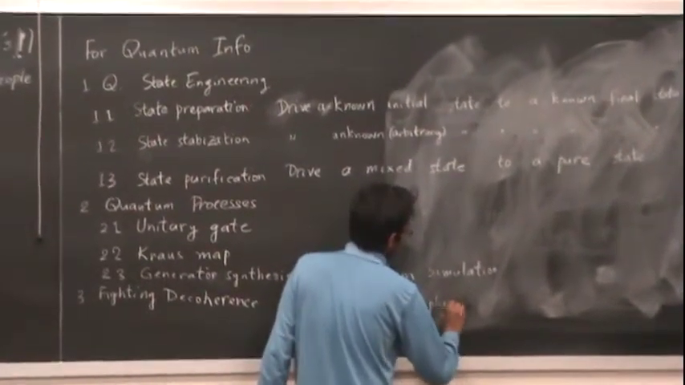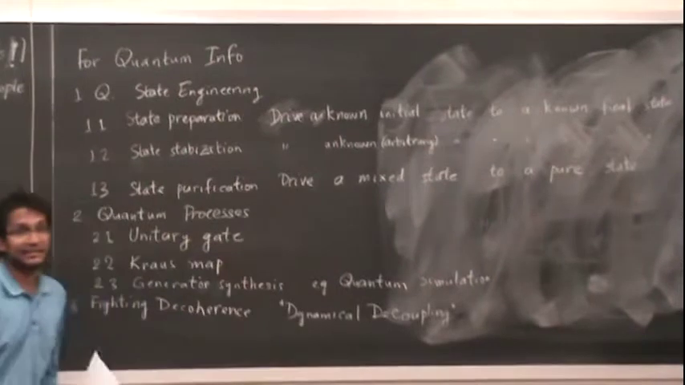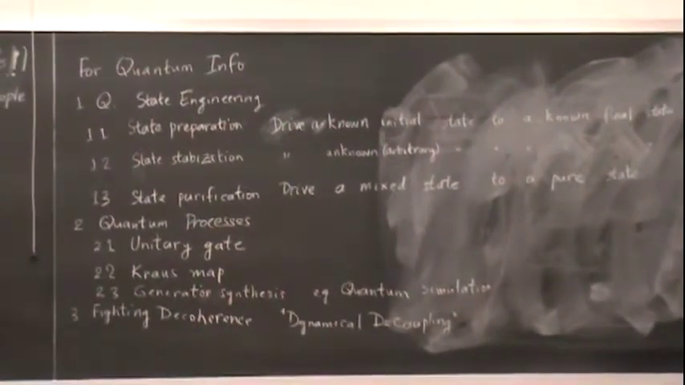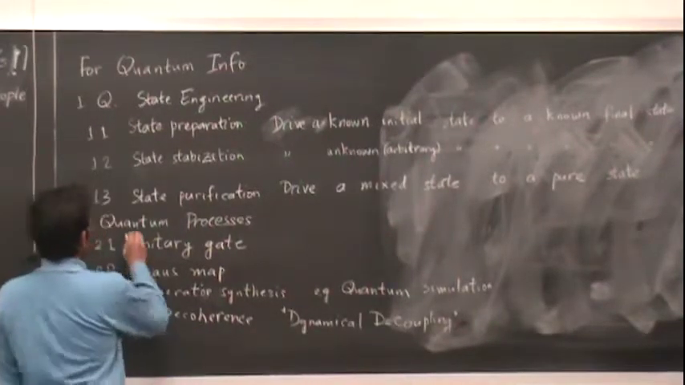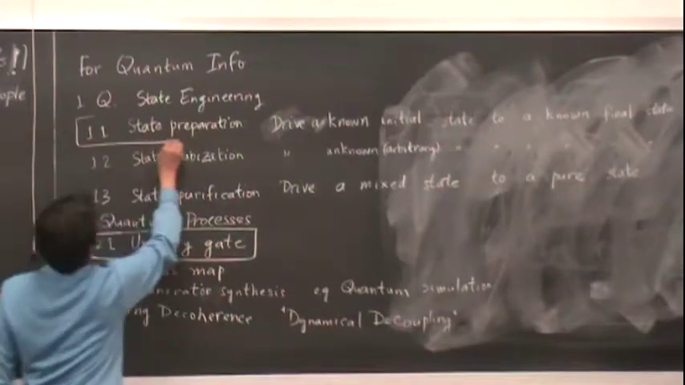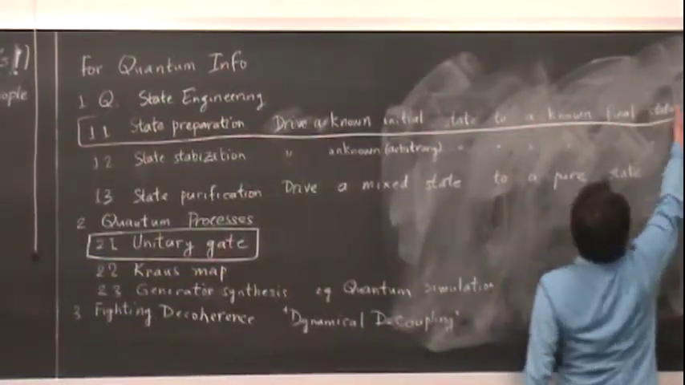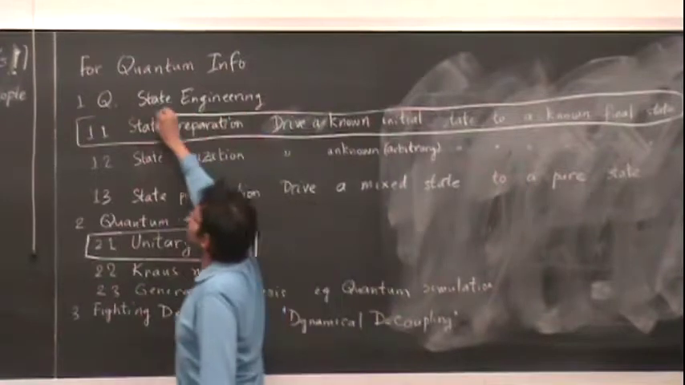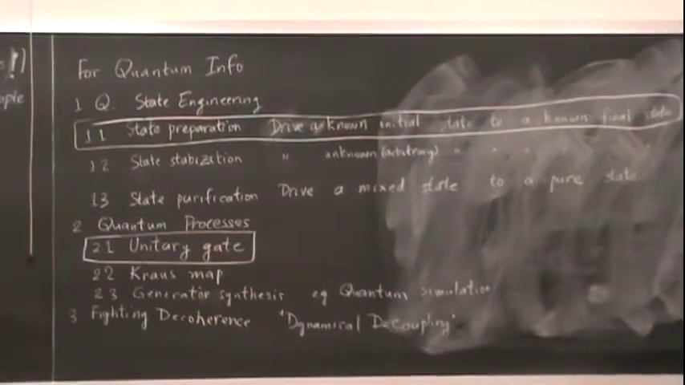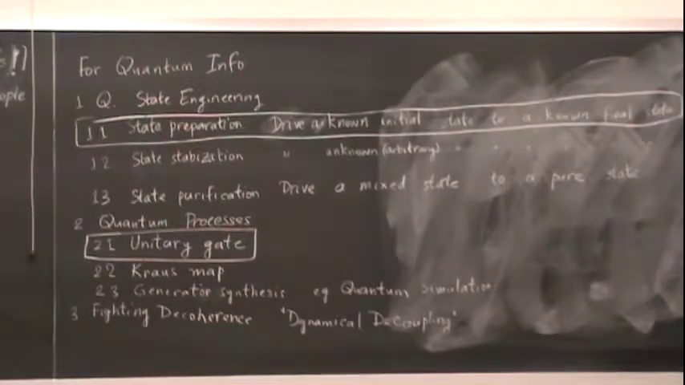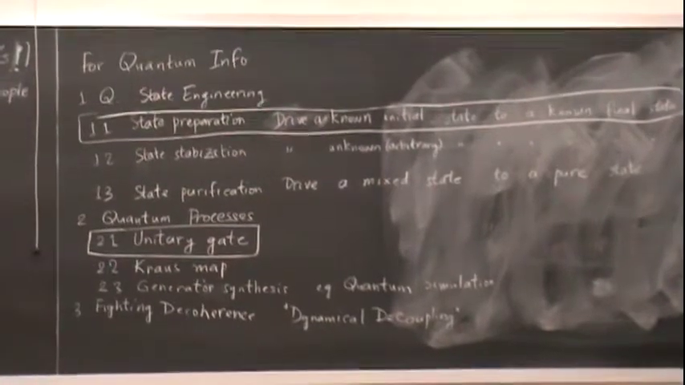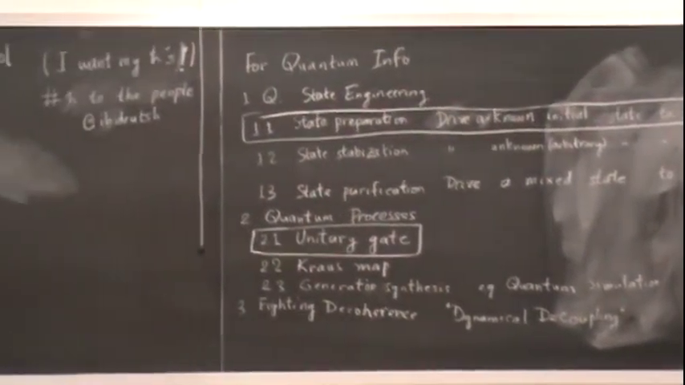So we want to dynamically decouple a system from the environment so that decoherence is minimized. So these are some of the things. This is not exhaustive, but for today we'll focus mostly on unitary gate synthesis and state preparation, because these go well into the idea of some of the Lie groups that we have been talking about. There are some aspects of these problems that I just want to bring to your attention.